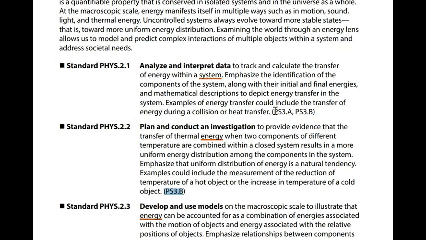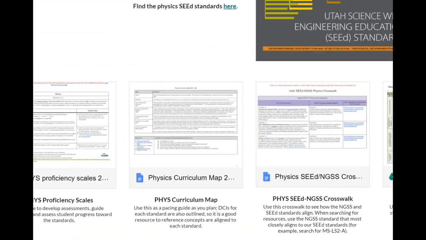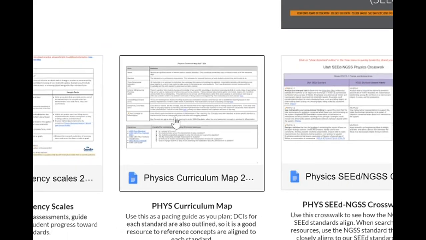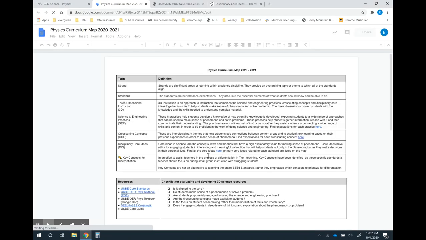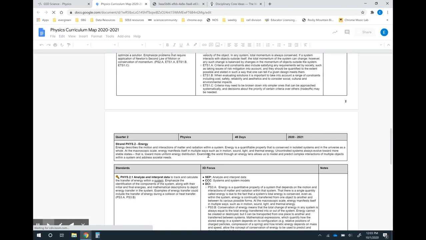These codes correlate to a disciplinary core idea, and there are a couple of places you can find that. One place is on your curriculum map. We went and added the core ideas to the curriculum map. When you open your map, each standard is broken down into its 3 dimensions. And so here's the physics map.